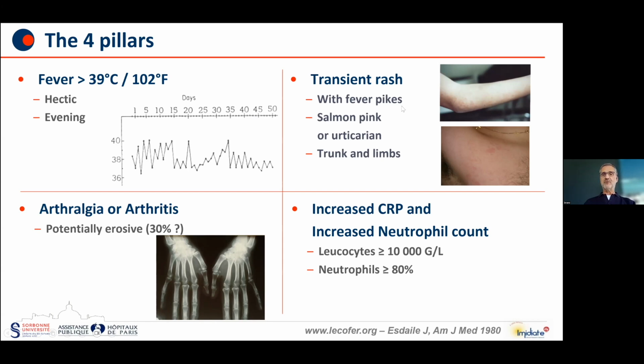The rashes are very important. The first description was a salmon pink rash, so something very subtle. Now all lesions corresponding to urticaria are also included. Normally, it's only focused on trunk and limbs, not on the face, for example. But the rash is a very important symptom to make the diagnosis.